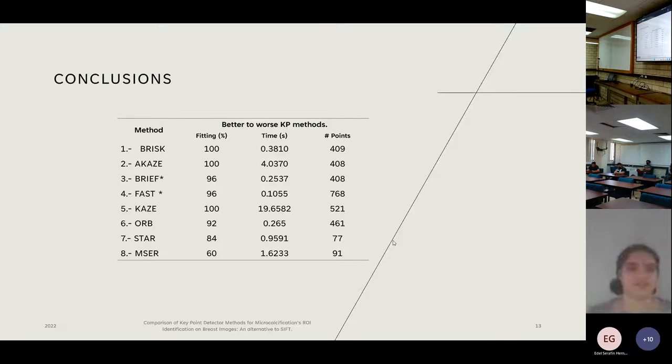Also, it's important to point out that depending on the application, there are alternatives to BRISK, such as FAST or BRIEF, that could generate a good result, but in this specific case, it is not recommended.